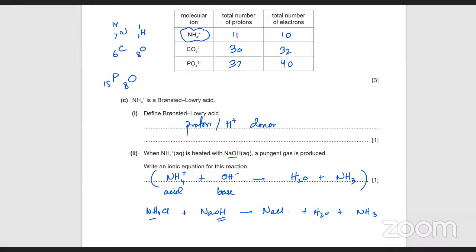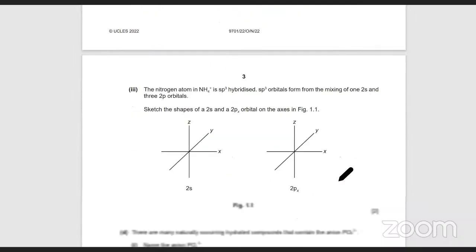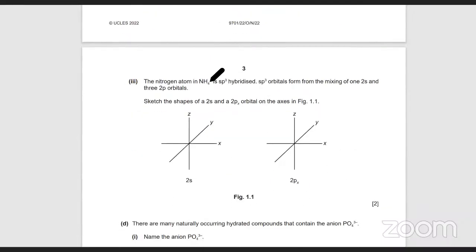Okay, now the next part is that the nitrogen atom in NH4+1 is sp3 hybridized, sp3 orbitals.